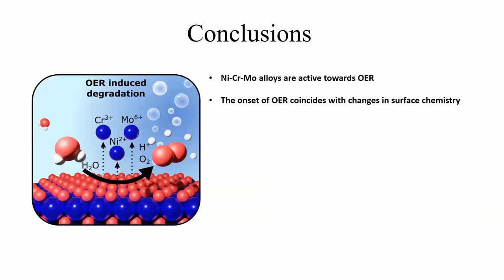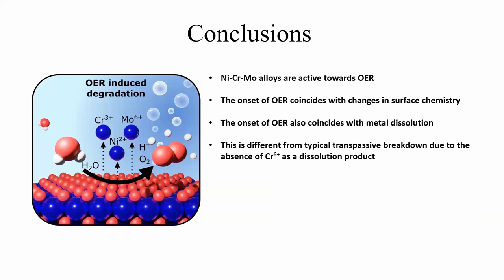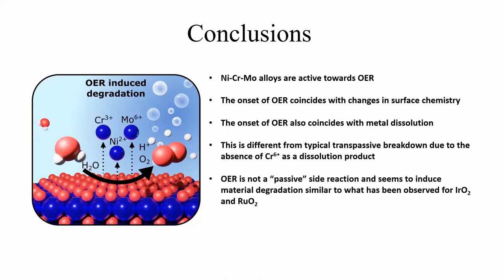So they are active towards the oxygen evolution reaction. The oxygen evolution reaction coincides with changes in the surface chemistry. It coincides with the metal dissolution. We don't see any chromium 6+, which is different. So the conclusion is that the oxygen evolution reaction is not a passive side reaction, and it induces materials degradation. This is not so well appreciated in the corrosion community, let's say. It is known for surface science and other types of measurements.